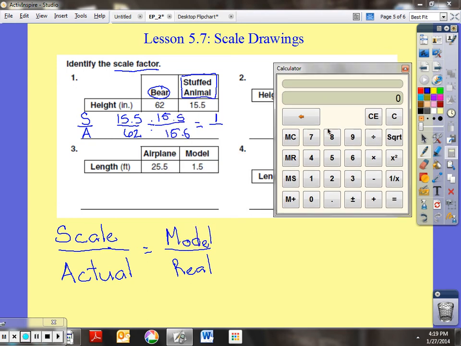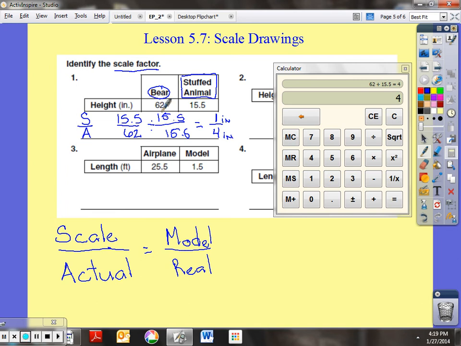62, let me pull this over. 62 divided by 15 and a half equals 4. So we have a 1 to 4 scale factor. For every 1 inch the stuffed animal is, the actual real bear is 4 inches. So if I made a little bobblehead doll of me, for every 1 inch that the bobblehead doll is, I am actually 4 inches in real life.